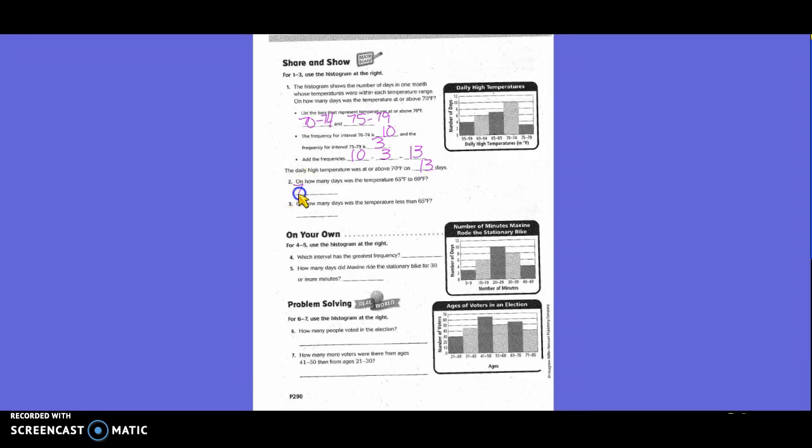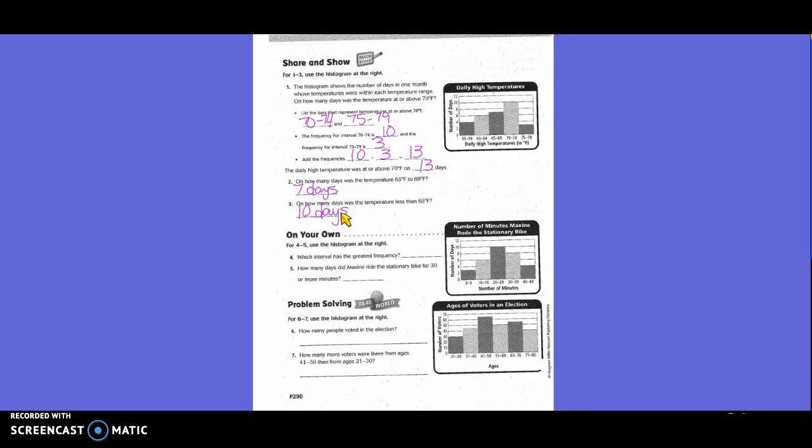On how many days was the temperature 65 to 69? 7 days. On how many days was the temperature less than 65 degrees? 10. Because you have 6 for one bar and 4 for another, correct? So you'd add 6 plus 4 and get 10 days.